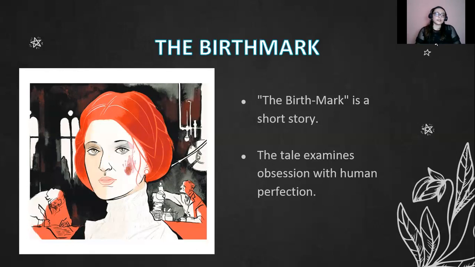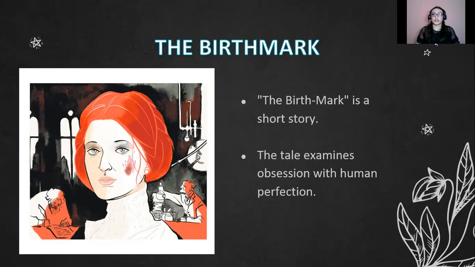And that didn't affect this scientist at the beginning, but then he started to have a very sick obsession about that, because he believed that his wife would be perfect if she didn't have that one thing that was the birthmark. So he decided to create his lab and go to his lab and try to find potions or medicine to help her to stop having that.